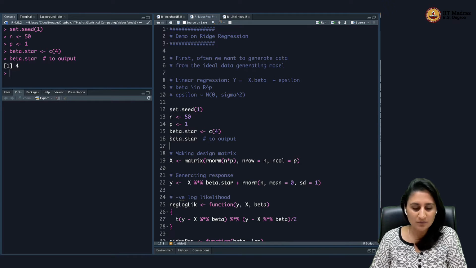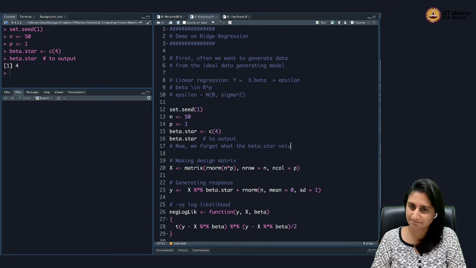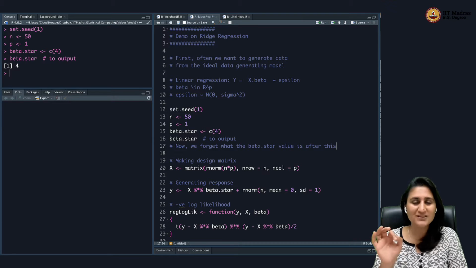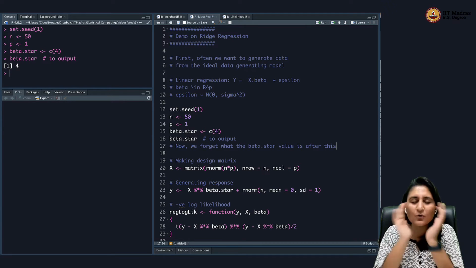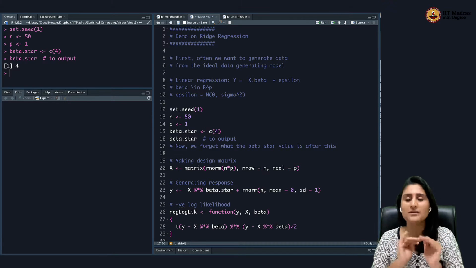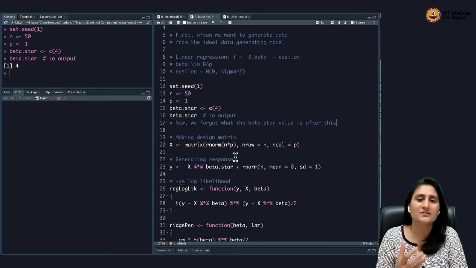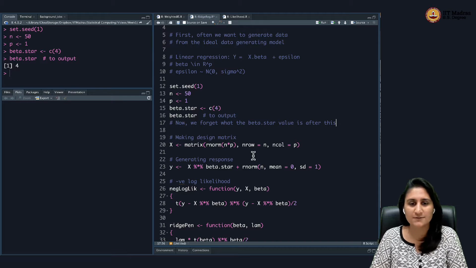Okay. Now, in some sense, we forget what the beta.star value is. We will generate the data using this beta.star, but I don't really need to know what the beta.star value is after this point, because I want to make sure I never use my knowledge of beta.star anywhere in our estimation, because the whole point is to estimate beta, the regression coefficient.